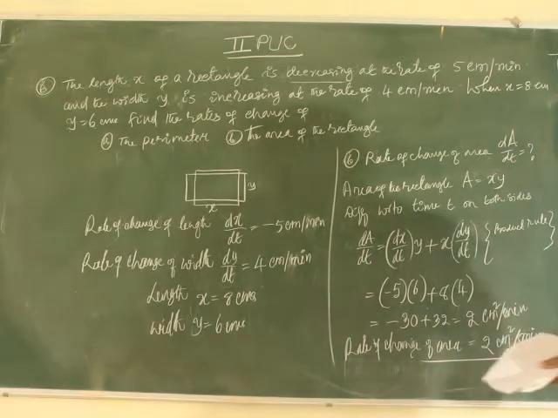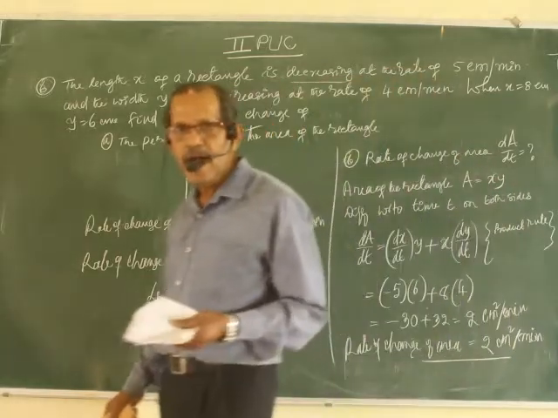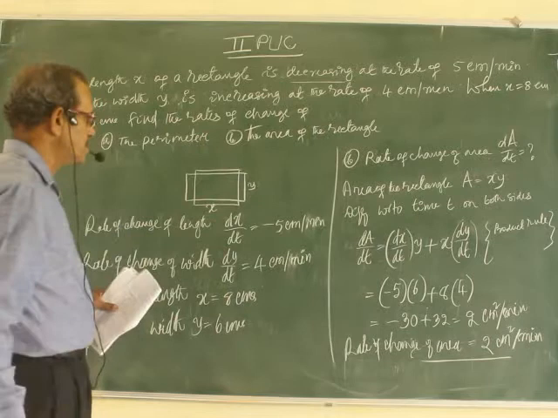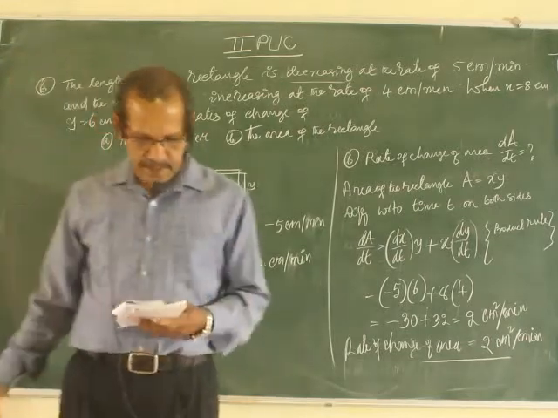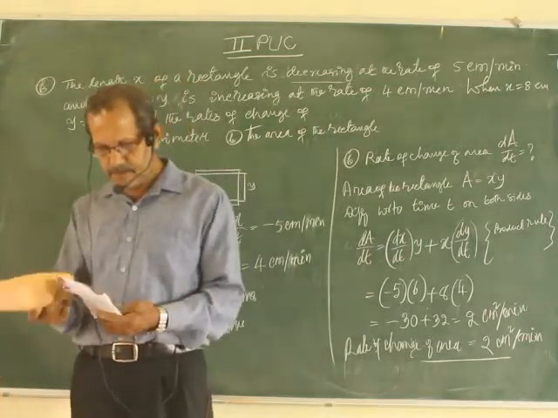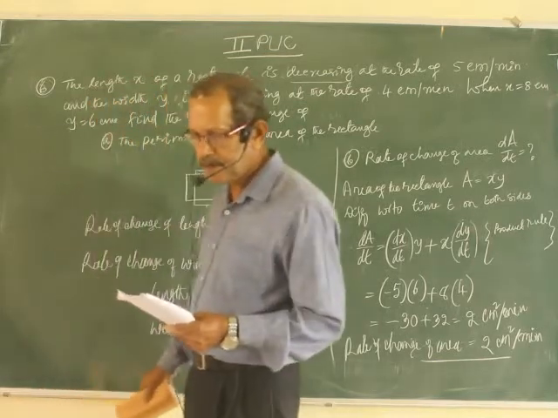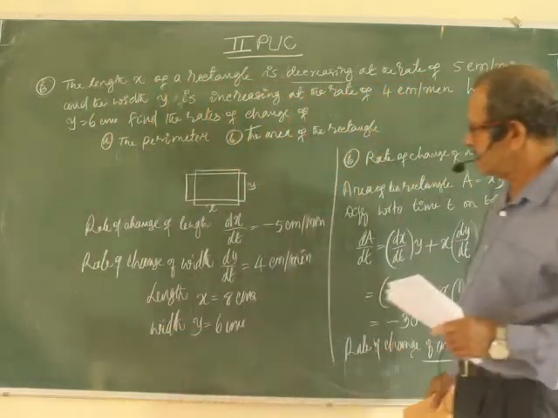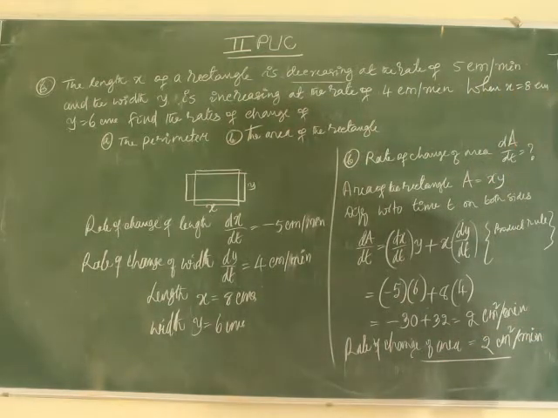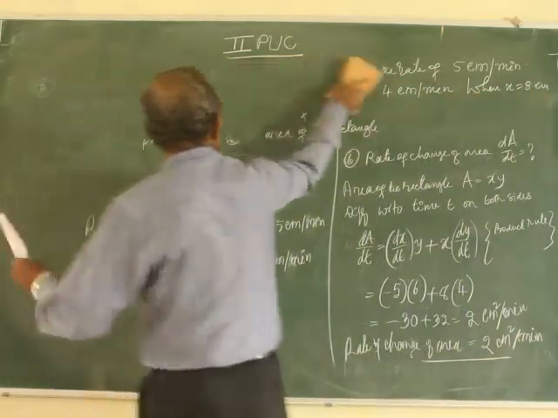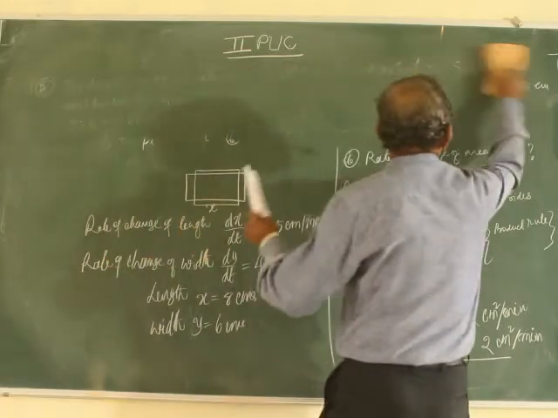What is the rate of change of its perimeter and what is the rate of change of area? There are two questions. Different types of problems under rate of change. See? Okay, let me write the next one, the seventh one. Several problems are there in the textbook.